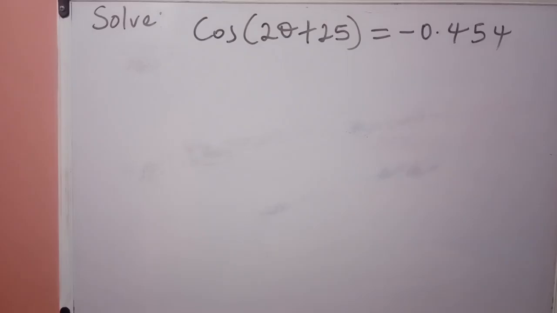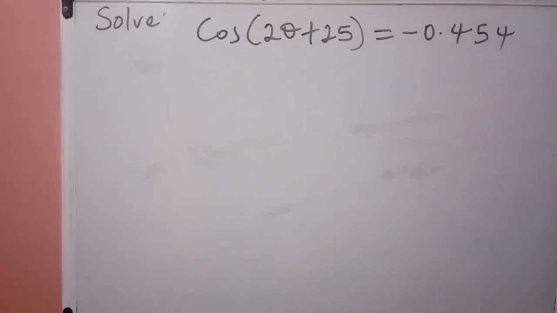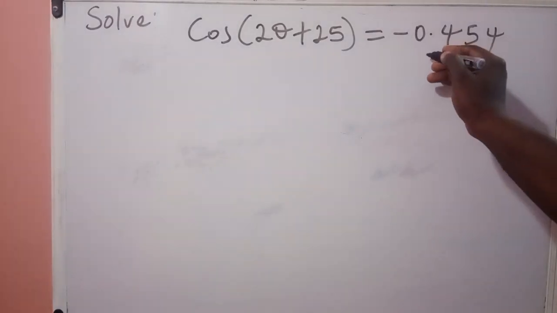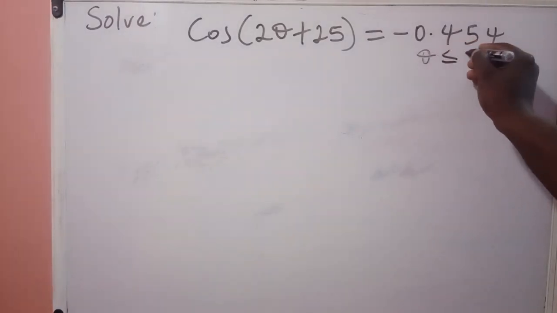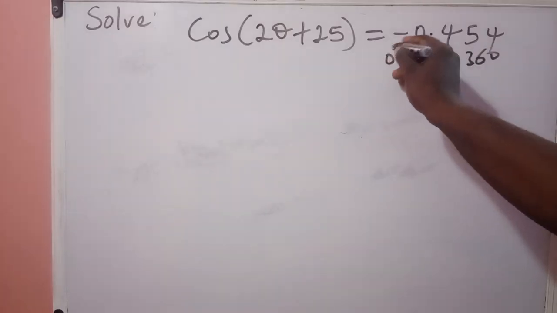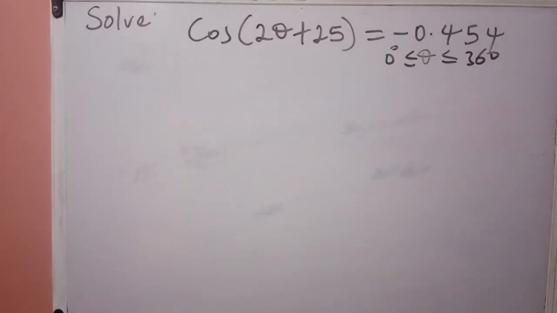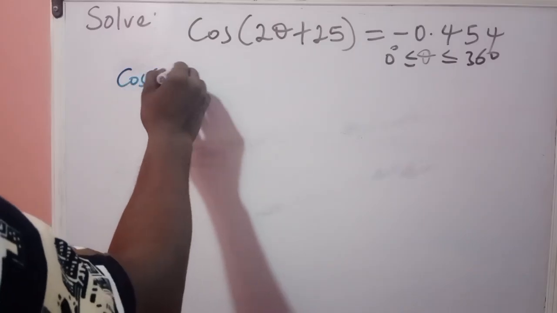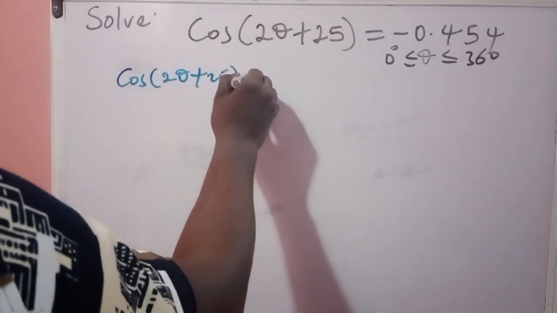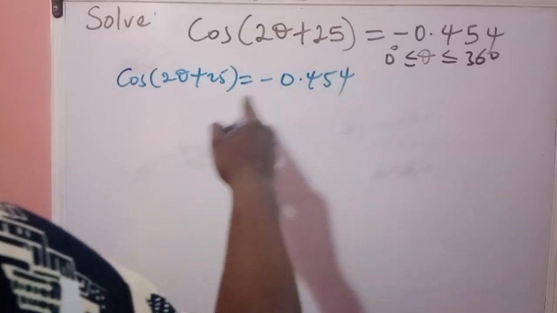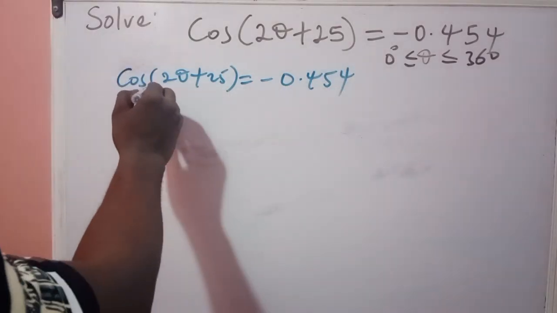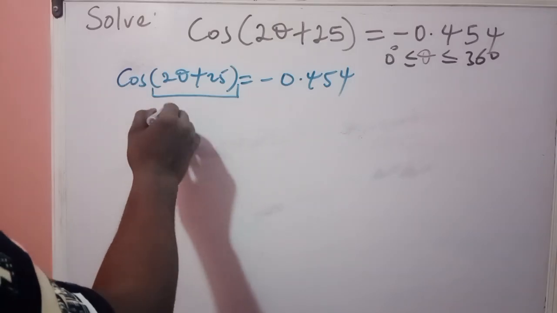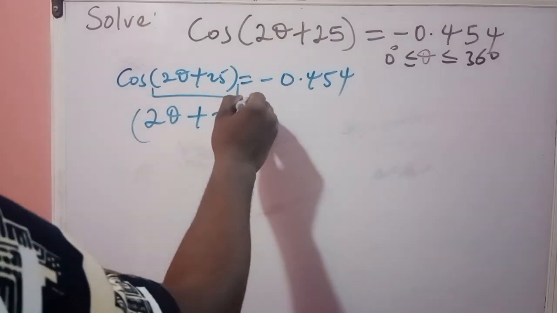So in this question, we're told to solve this particular equation. And I want you to know that for this case, we have theta ranging between 0 and 360 degrees. So this is similar to the previous question we just solved. And of course, the first thing to do is, okay, let's rewrite this here. Looking at this, the first step to take is to isolate this. So we have 2 theta plus 25. This was the angle. Don't forget what I said previously.